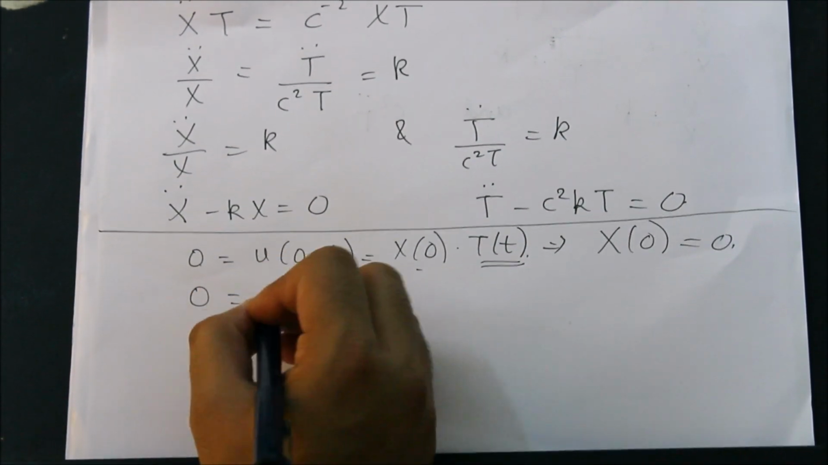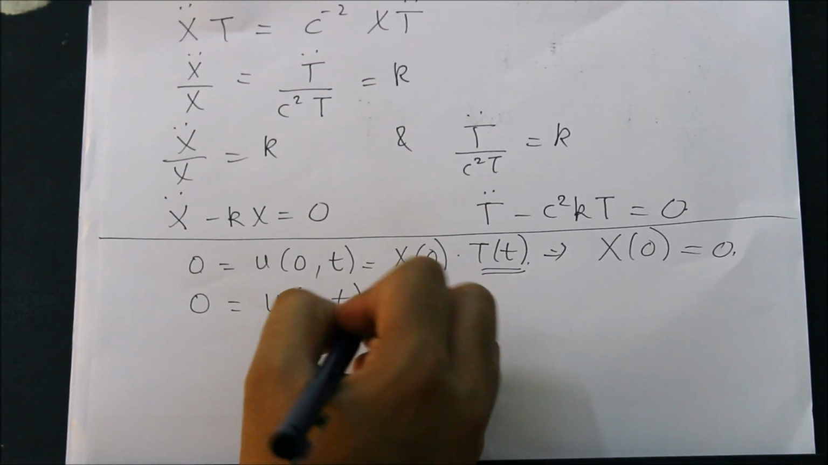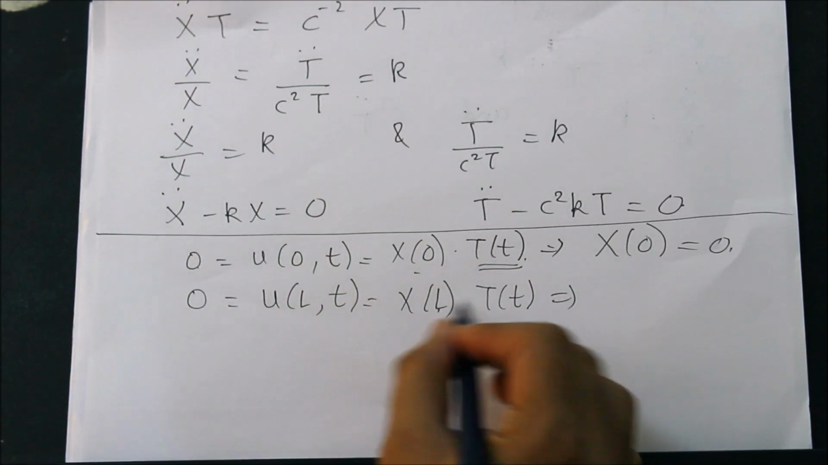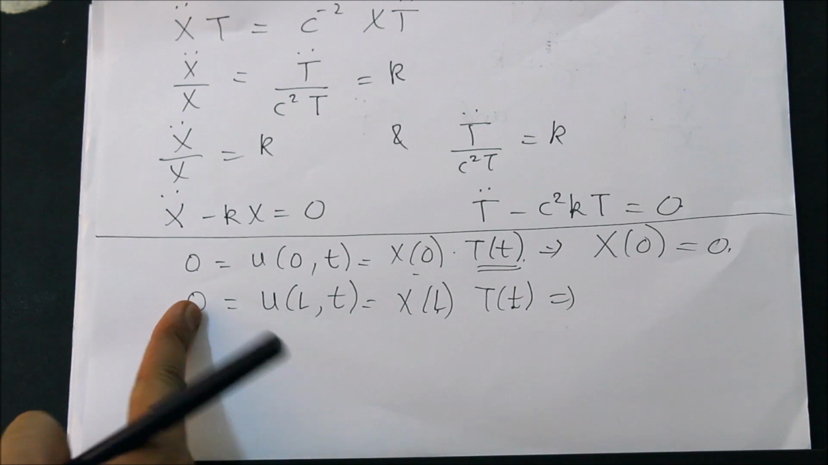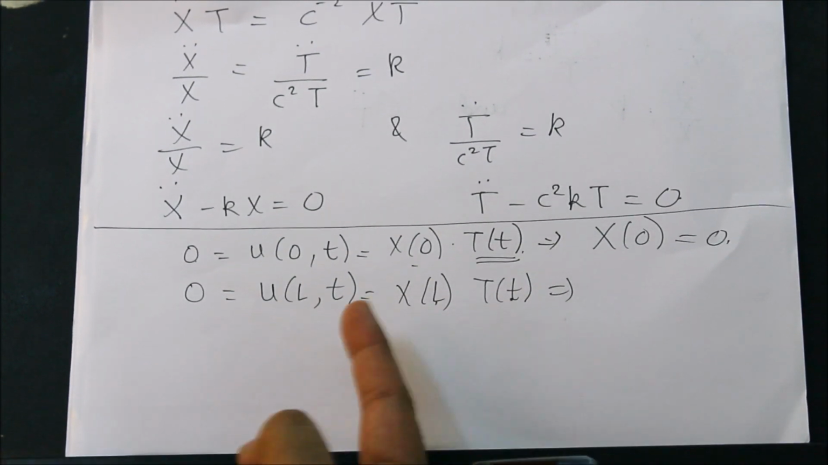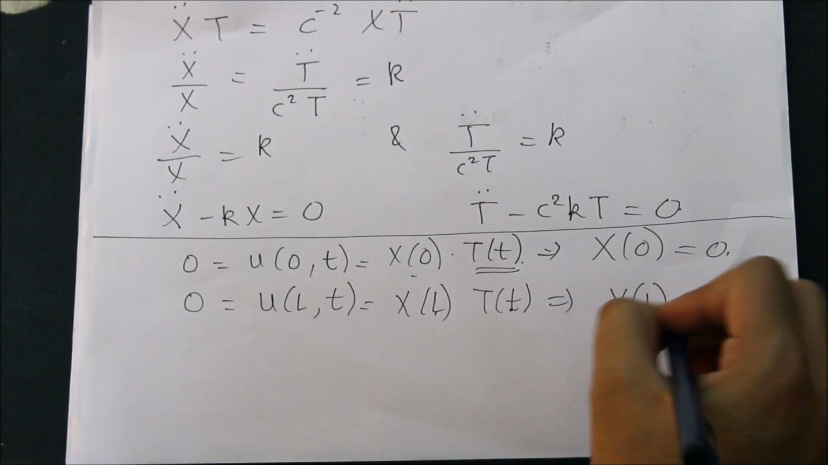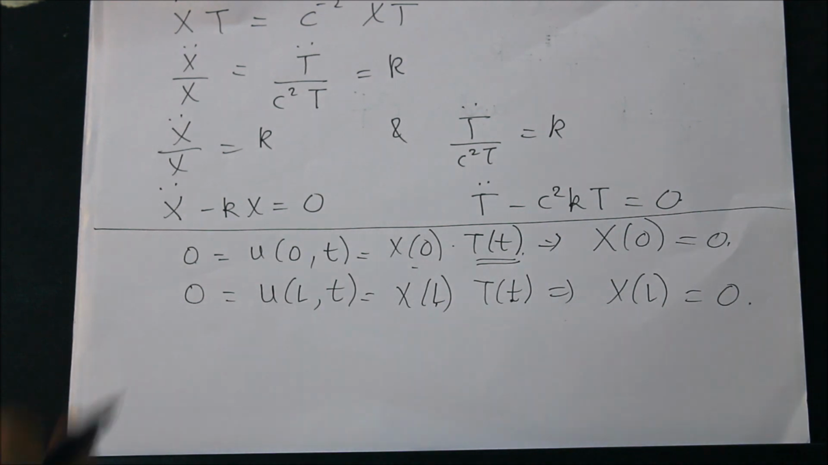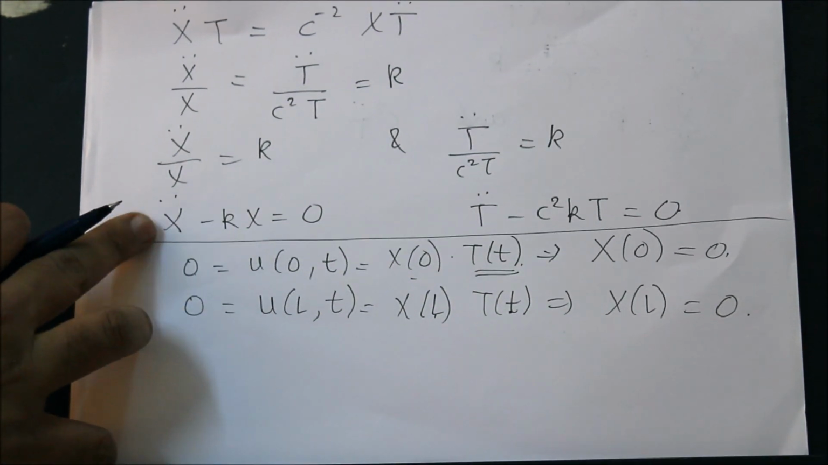Same scenario, 0 is equal to u of l comma t, which is equal to x of l into t of t. And this implies what? Again the product is 0, so one of them has to be 0. But t is non-zero. So therefore my x of l equal to 0. So x of 0 and x of l are coming out to be 0. Okay, so now let's again come back to this equation. Let's solve this first equation.